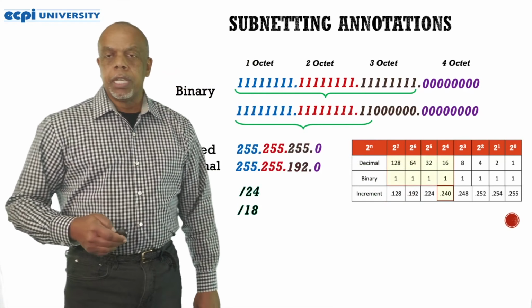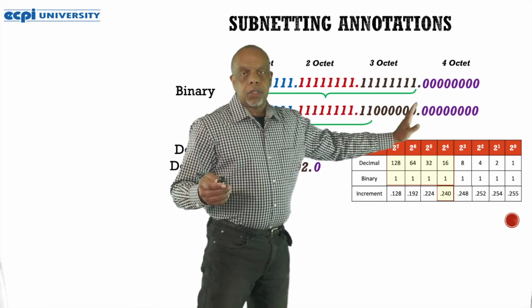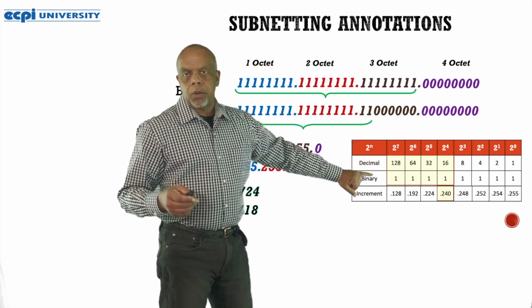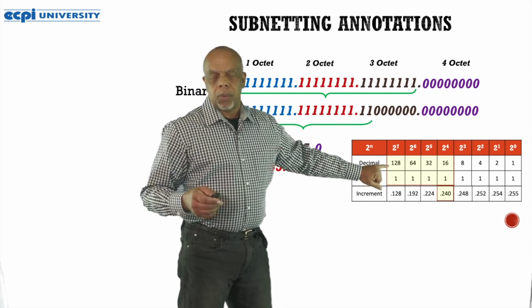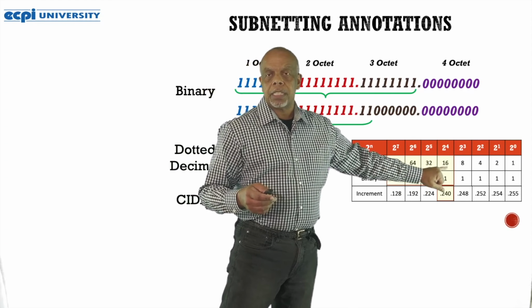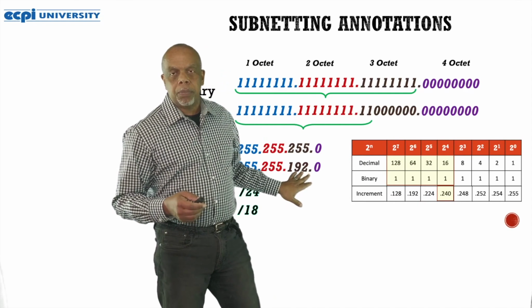Let's say if we were using the first 4 ones, just to show you the pattern, that would be 128 plus 64 plus 32 plus 16. That would give you 240. That would be there.